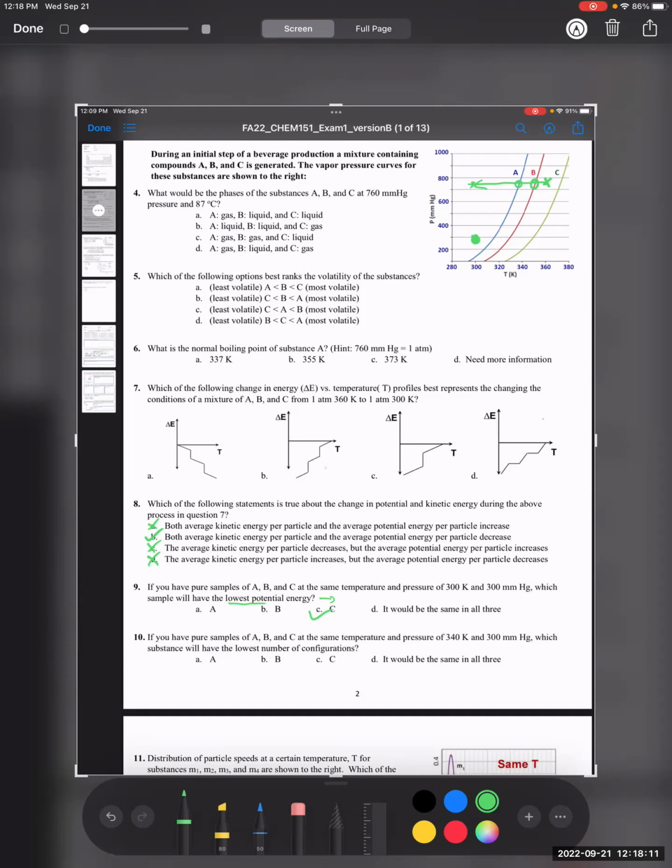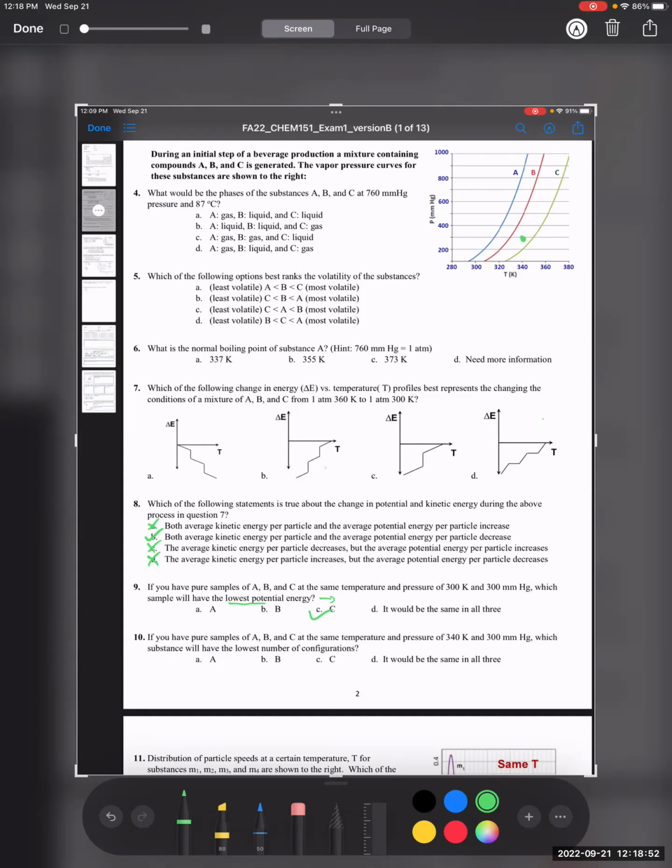Question 10. If you have pure samples of A, B, and C at the same temperature and pressure of 340 Kelvin and 300 millimeter mercury, okay, so you know what, let's indicate that because it might be important. 340 Kelvin and 300 millimeter mercury. So under those conditions, 340 Kelvin is over here, and then 300 millimeter mercury is over here. So we are at this point. Which substance will have the lowest number of configurations?